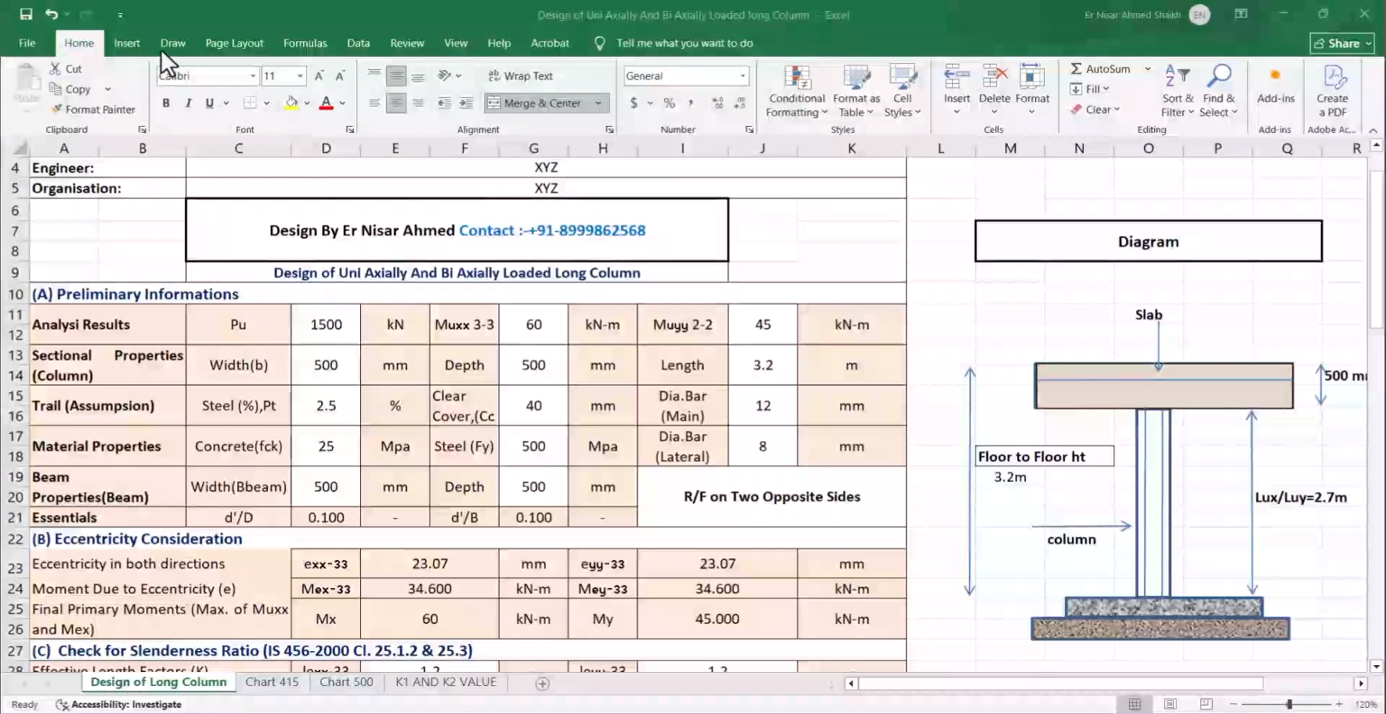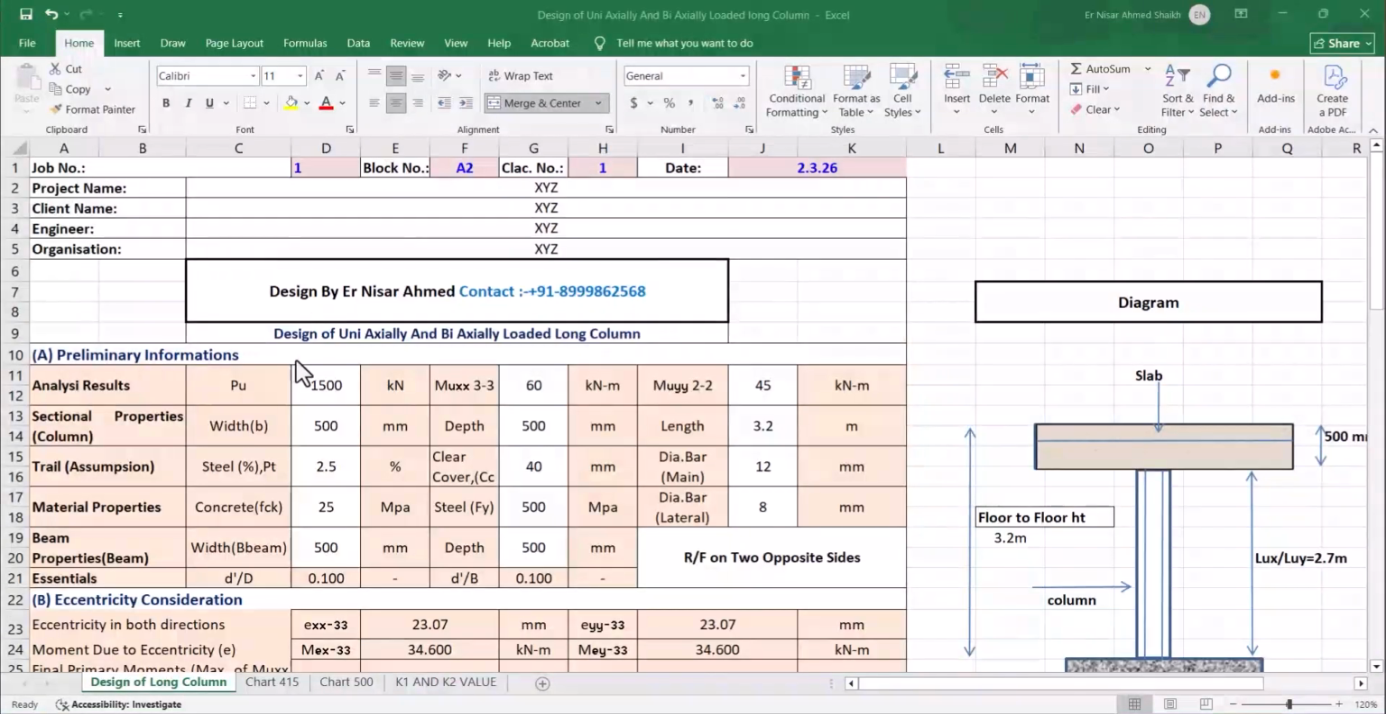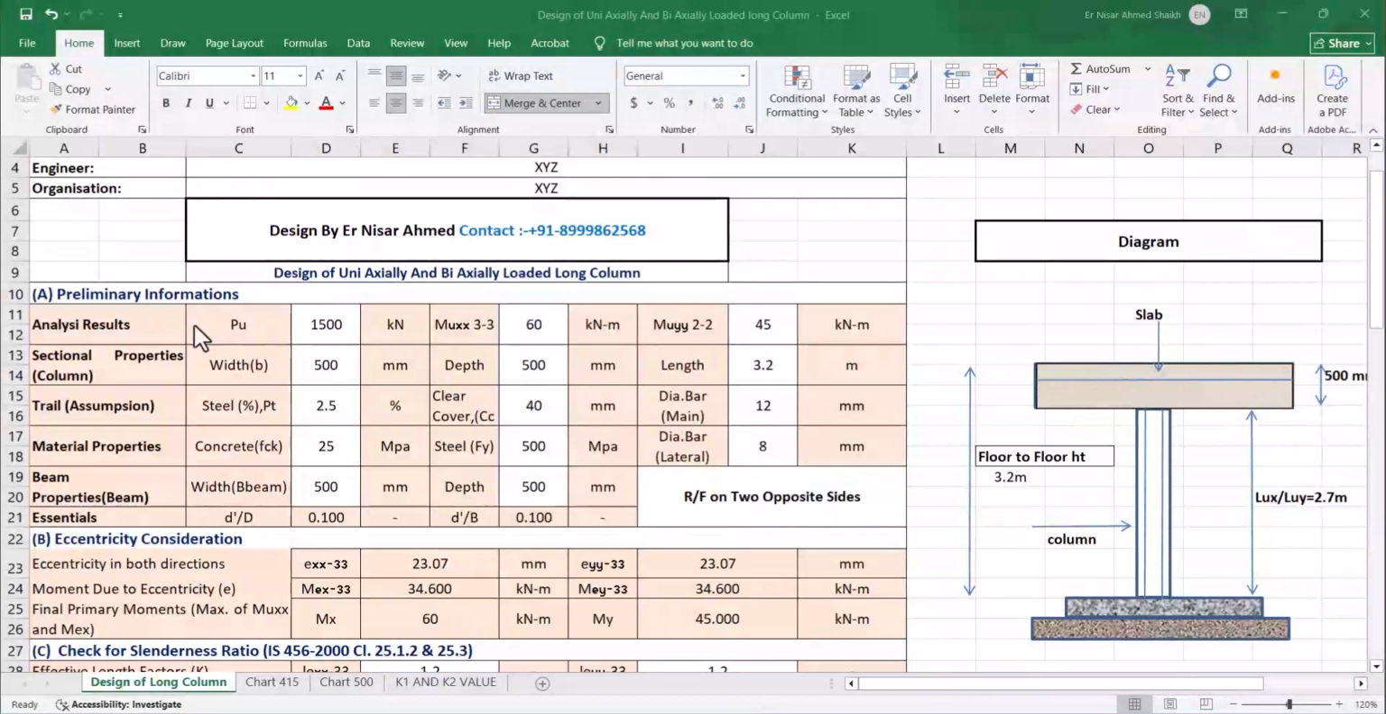Hello friends, today we are discussing design of Uni-Axially and Bi-Axially loaded long column. So this is the analysis result.